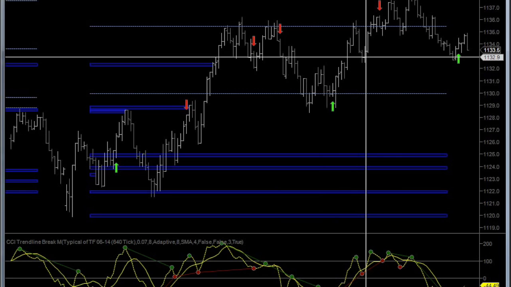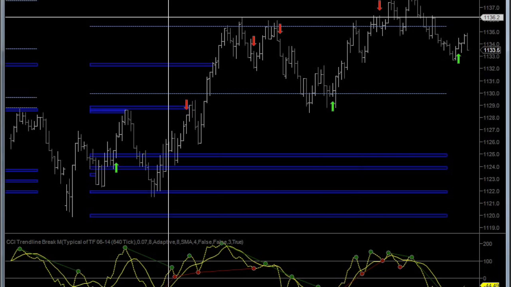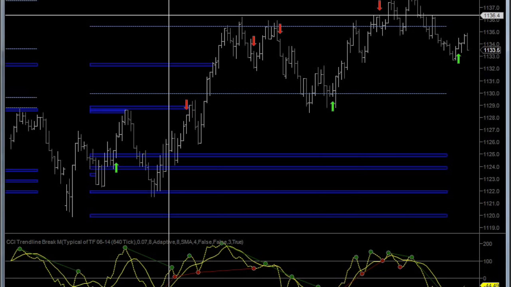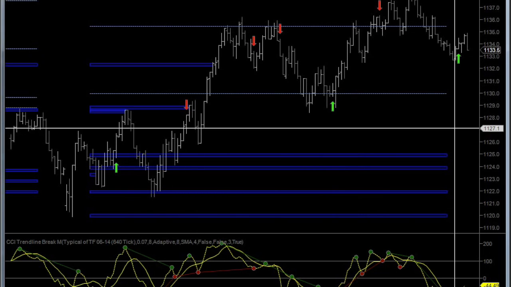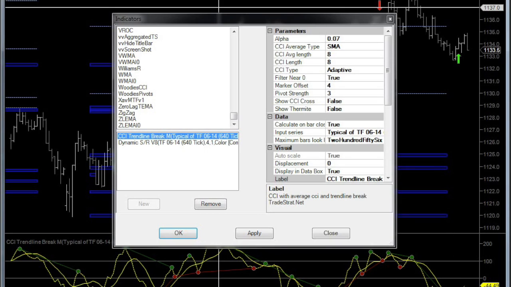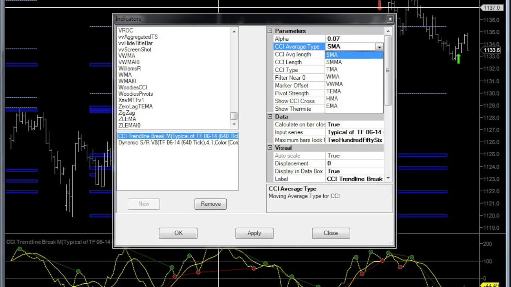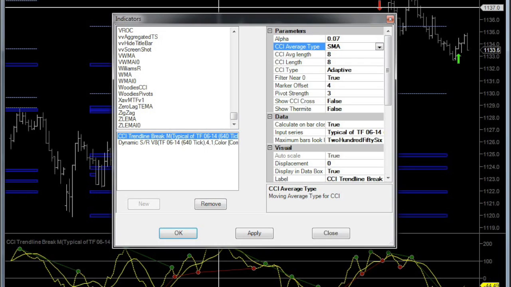That's always fun. But I've made some modifications to my trendline break CCI, and I've made an adaptive version of it. So I'll just click in here and show you the settings. Basically everything is the same, but you have a choice of moving averages. It was designed with a simple moving average in mind, but you can pick a smooth moving average or weighted or volume weighted exponential. So that's a nice option to have. And also a choice between adaptive or just the standard CCI. And when you select adaptive, you have a choice of your alpha.